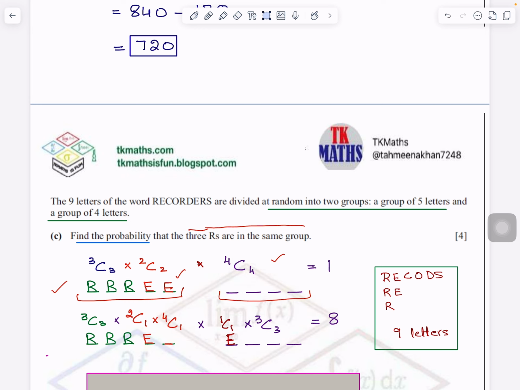Now in this case, R's are together in one group, but E is in each group. One E in the one group, the other E in the other group. So how will you fill this gap? 4C1, because the remaining letters are 4. From 4 letters, 1 letter will come here. What are those 4 letters? C, O, D, S. These letters I'm talking about. So 1 letter will fit in here and the remaining 3 will come here. So there are 4 ways to do that.